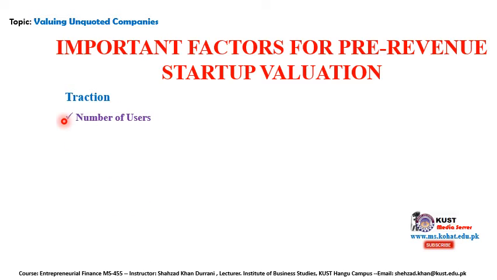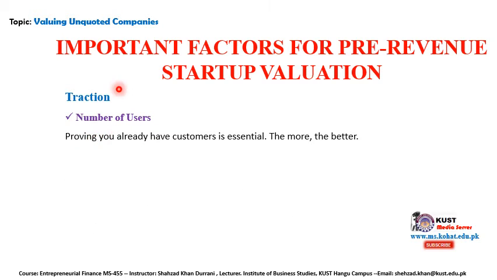What does it mean? Traction means the number of users, your user portfolio, the number of users that you have. So it's actually your strength, right? The number of users is one of the things that provides value to your business. So proving you already have customers is essential. The more the better. So if you have a really good customer portfolio, it means for example that your business has a value.